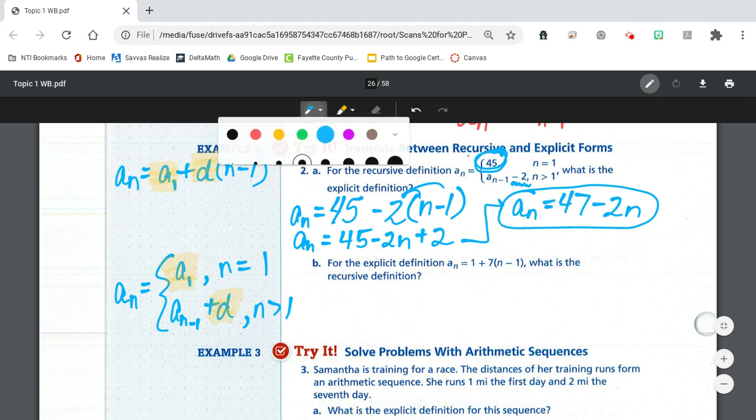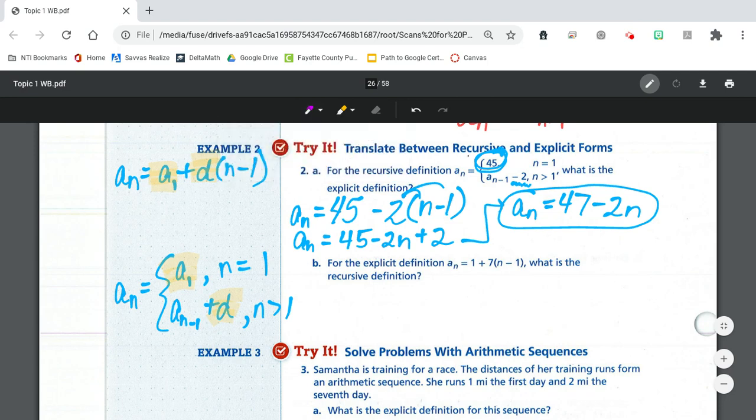So for this example, when I write the definition, I'll say a sub n equals my first term. Well, since it's an explicit form, that's the place where we find the first term. So 1 if n equals 1. And then the second line, a sub n minus 1 plus the common difference, which we'll find right there, plus 7 if n is greater than 1.